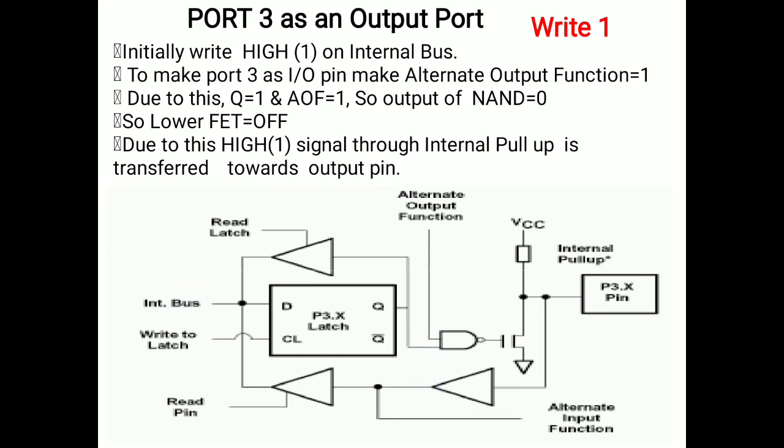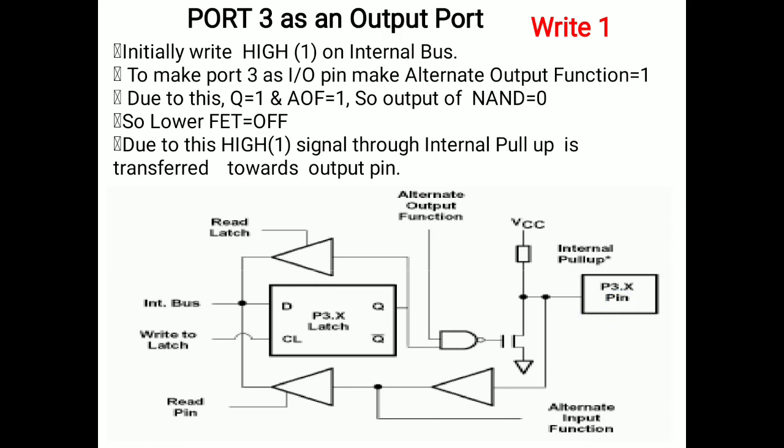After that, 0 may come from the alternate pin function, either TXD, RXD, timer 0, whatever signal is there. When 0 is coming and 1 is already there, the output becomes 1, and it will turn on your lower FET. So if 0 is at this position, it will turn on the lower FET and deliver 0 volt towards the output pin. Whatever signal is coming, the same signal is delivered to the port pin.